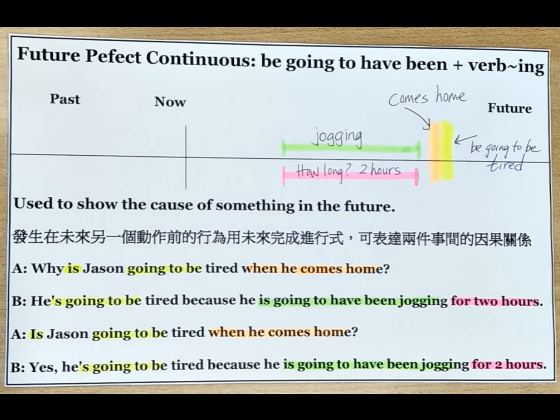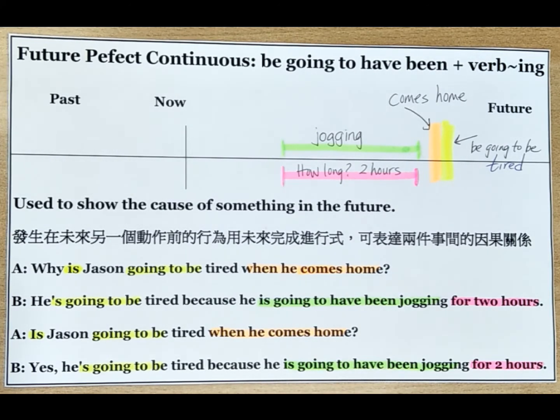Okay, kids, let's talk about the future perfect continuous. How do we use the future perfect continuous? Remember the form. Be going to have been plus verb ing. The future perfect continuous is used to show the cause of something in the future. Let's read the examples.